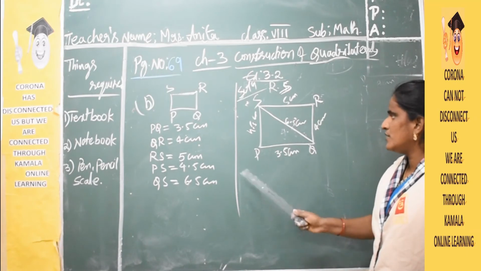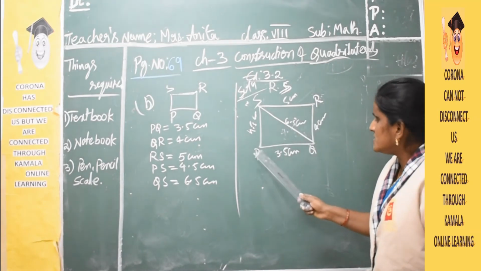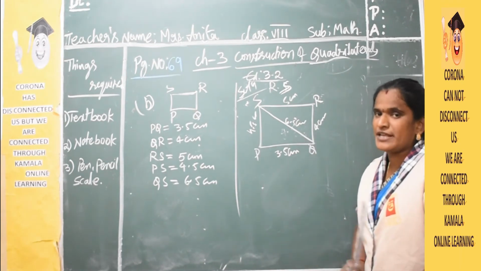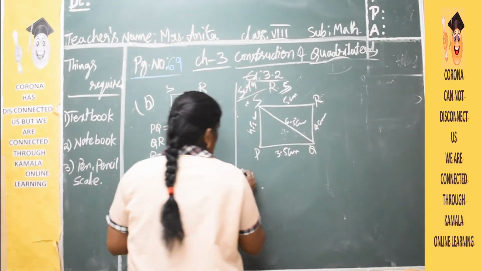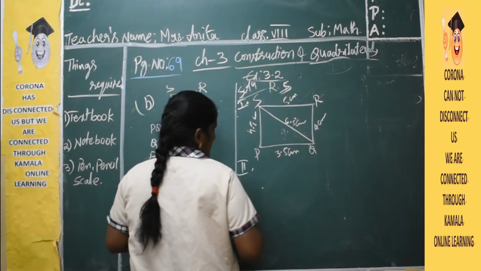Not PQR. Are there any possibilities for PQR? No, not there. So that's the reason we first have to construct triangle PQS. Okay, children? So this is step 1, this is step 2.